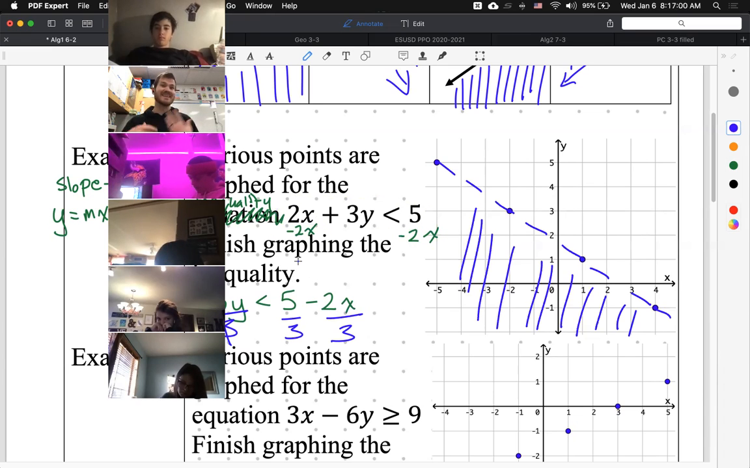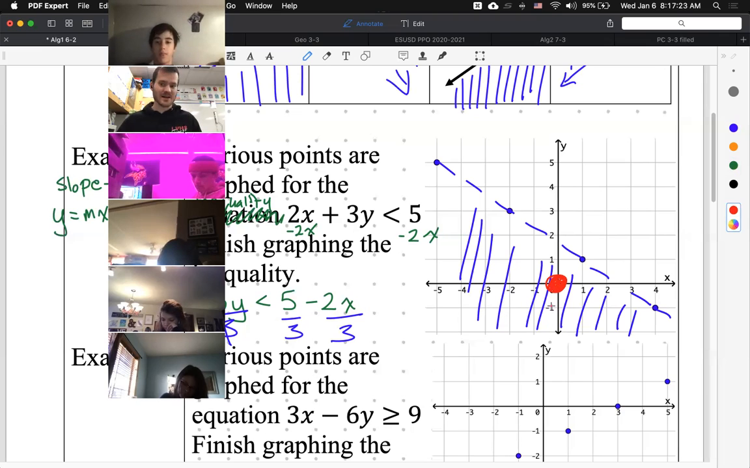Choose a point, the easiest point that you can think of. Maybe you think 1, 1 is a nice point. I personally think 0, 0 is the easiest point. I'm specifically looking at this point right here, the point 0, 0 at the origin. I want to know, is this point a solution? If it is a solution, then it needs to be shaded underneath. If it is not a solution, then it has to be shaded up there.